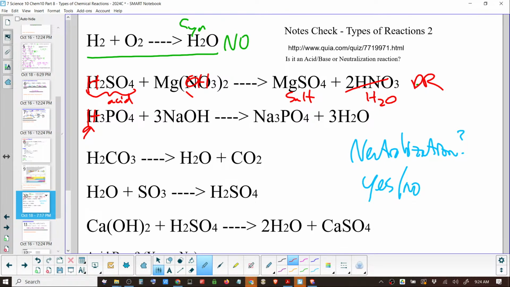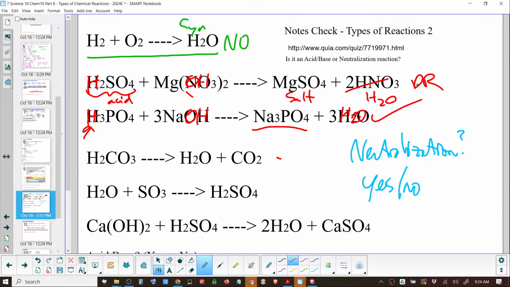It has water, so we have that. It has a salt, it has H, and it has OH. So, yep, that's an acid base. Should I say the type? It's acid, it's neutralization. This acid base is also the type.